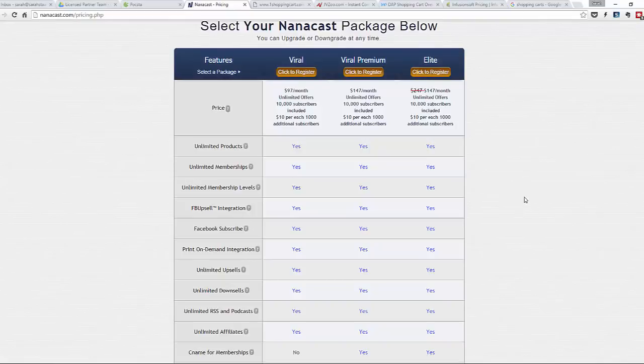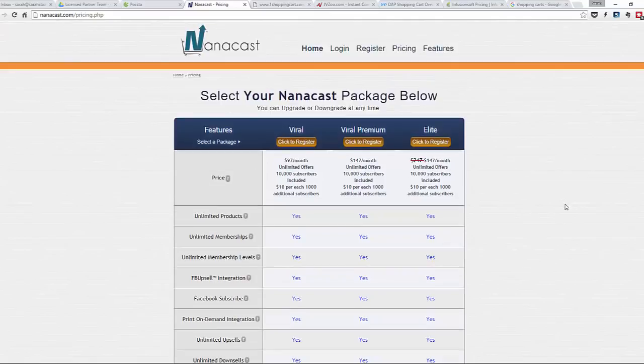So that's really great because there are no hidden costs. Everything is included with Nanocast. The only thing they don't do is they're not an email service provider, so you still have to use an autoresponder. So I tied this up and used it with GetResponse. They integrate directly with GetResponse and a number of other email providers.